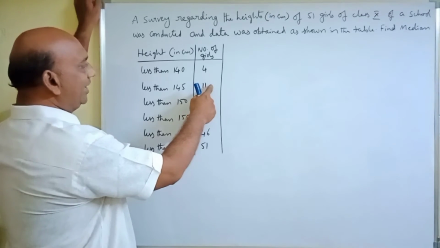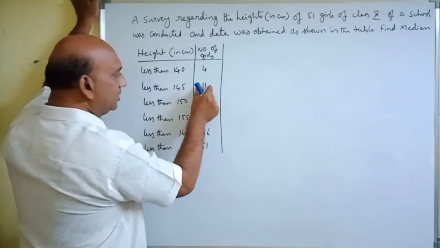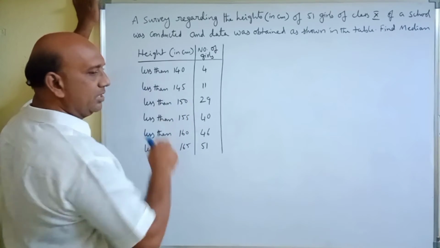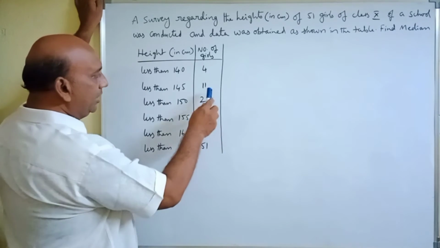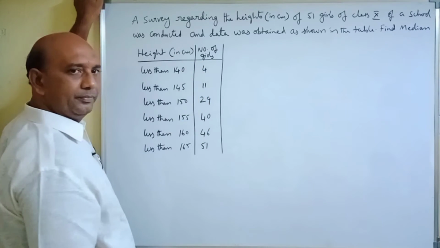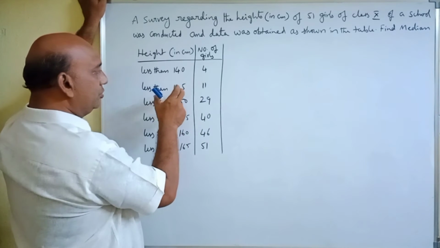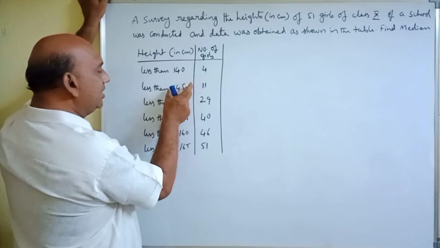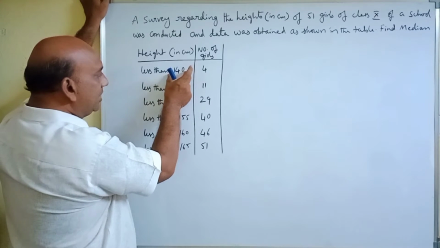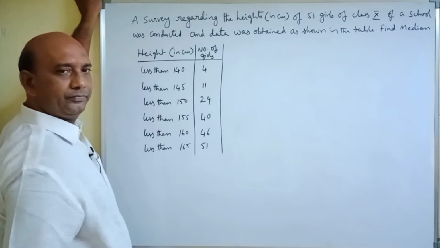And see this next one, this is 11 girls. These 11 girls are the students whose height is less than 145 centimeters. That means in this 11, these 4 girls are also included. Those whose height is less than 140 centimeters are also included in this 11.